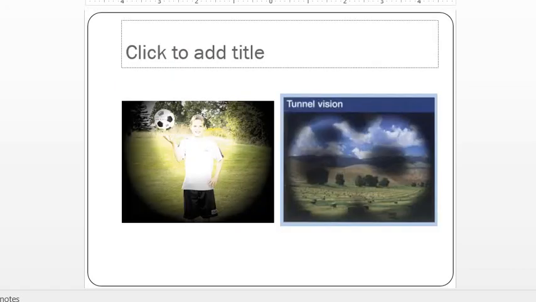And the difference between tunnel vision and peripheral vision is this. Tunnel vision appears as seen in the picture.